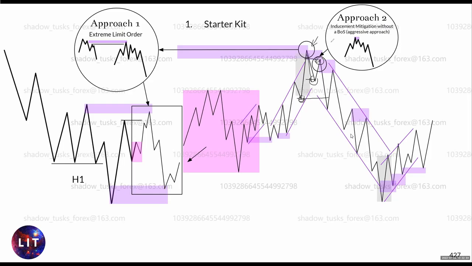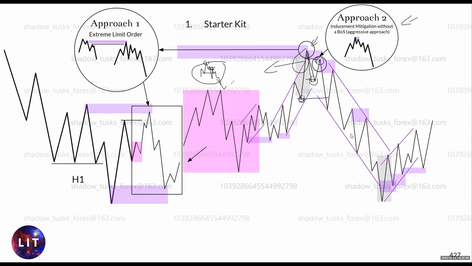Okay, but definitely these will happen a lot because not all the time you will get a clean break of structure. If you're looking at the M1, for sure, different scenario. Again, this one right here can look on the M1 something like this, right? This is your extreme inducement, and then you had something like this, break of structure into LET, into mitigation, boom, and then you go on, right?